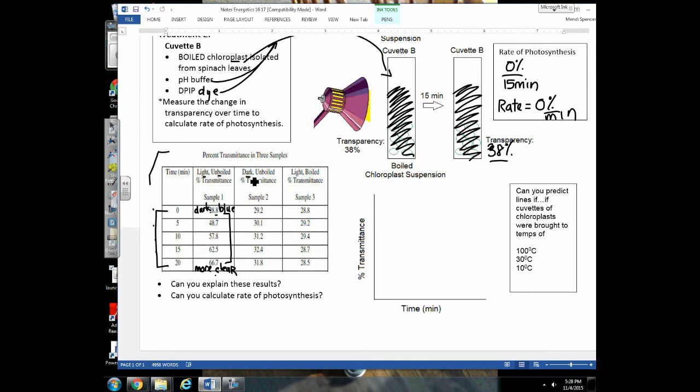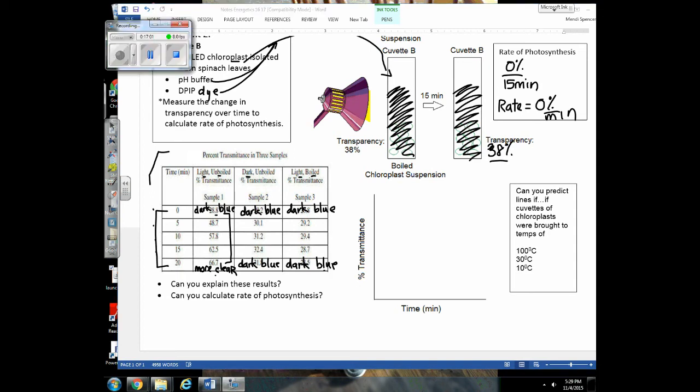So if there is no excitement of electrons, there's no electrons to reduce the DPIP. So that cuvette is going to start off dark blue with very low transmittance, and it's going to stay dark blue because that dye is not getting reduced due to the light reaction. And then our last cuvette, we have light, but we have those boiled chloroplasts. So again, we're starting off a very, very dark blue, and it's going to end pretty much in the exact same spot because we've destroyed the proteins that are necessary for photosynthesis to occur, for those electrons to become excited and get passed down the electron transport chain to reduce the DPIP.